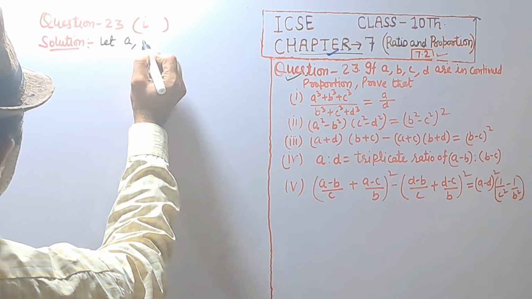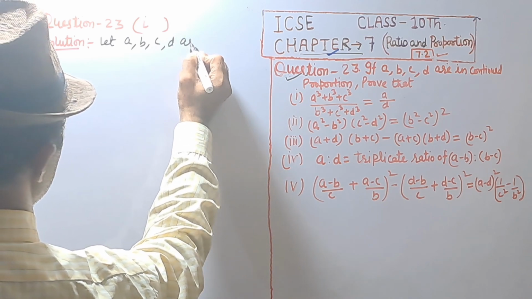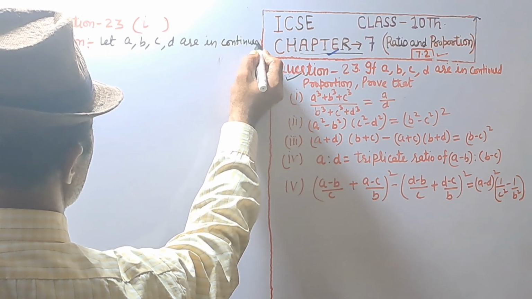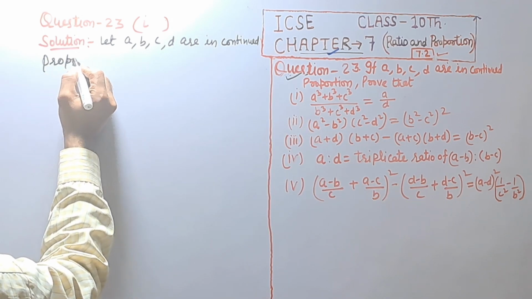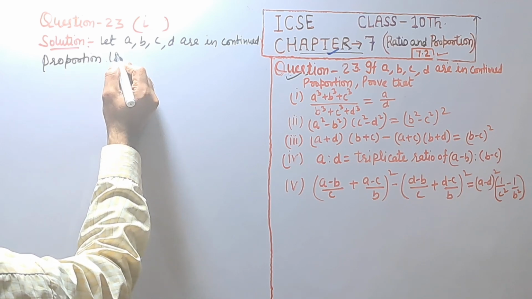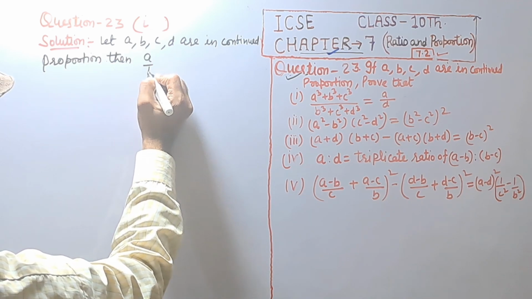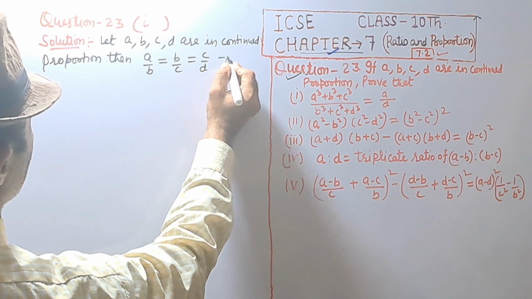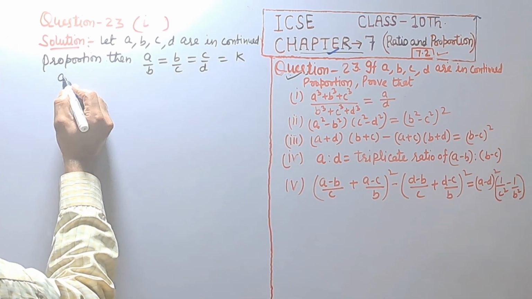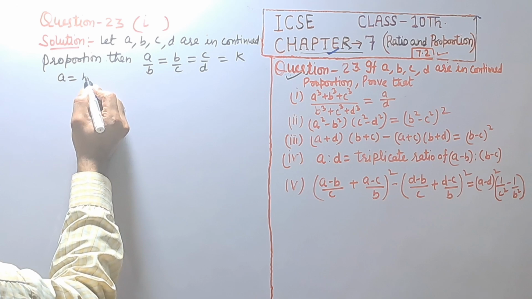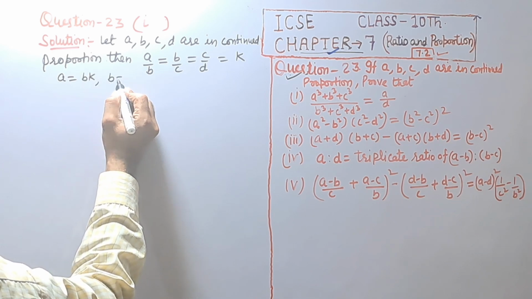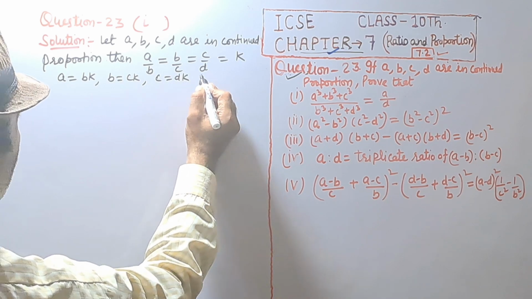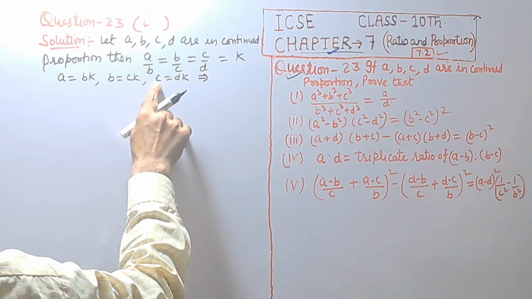Let A, B, C, D be in continued proportion, then A upon B is equal to B upon C is equal to C upon D, that is equal to K. So A is equal to BK, B is equal to CK, and C is equal to DK.